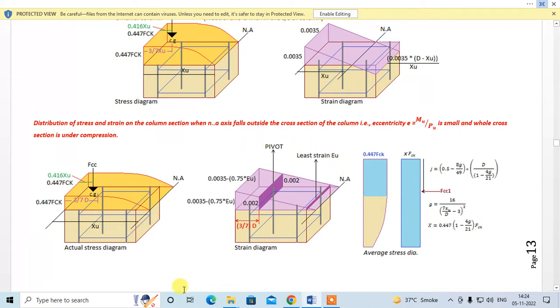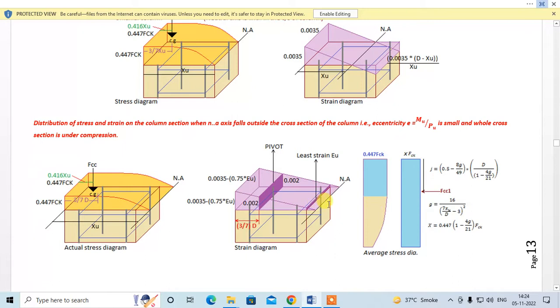The code says for such cases the strain at the compression face to be taken is 0.0035 minus 0.75 times eu, where eu is the least strain on the other face. So this strain will always vary between 0.0035 and 0.002. Now this is the point which acts as a pivot or fulcrum, you can say. This is at a distance 3 by 7 d, and the strain over here will remain constant, that is 0.002, whatever may be the location of the neutral axis.